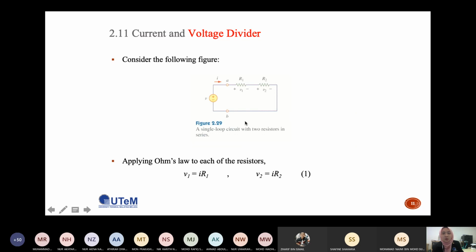Next, applying Ohm's law to each of the resistors, R1 and R2. Remember Ohm's law: V equals IR. Applying Ohm's law to each resistor, you can calculate V1, which is the V across R1, and V2, which is the V across R2. So V1 is equal to I R1 and V2 is equal to I R2. Here the I is the same because it's a series circuit, so you don't need to label it as I1, I2.